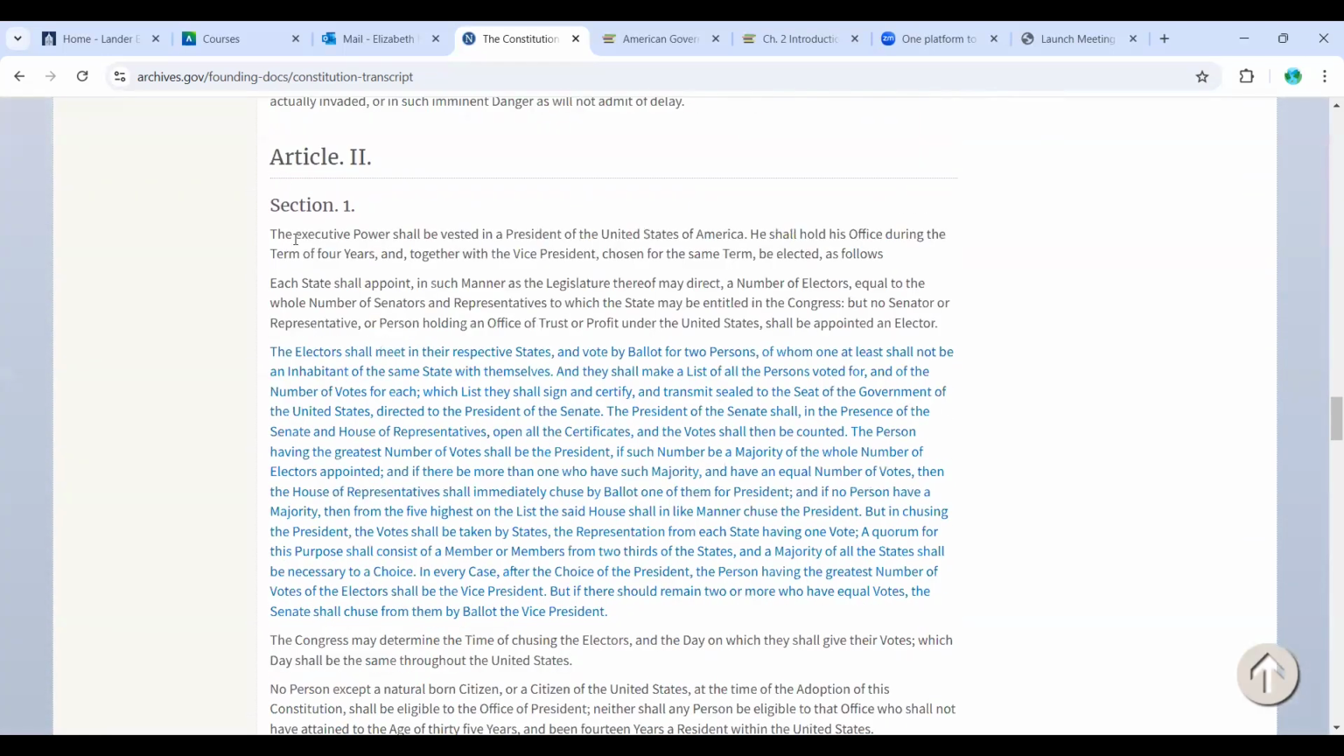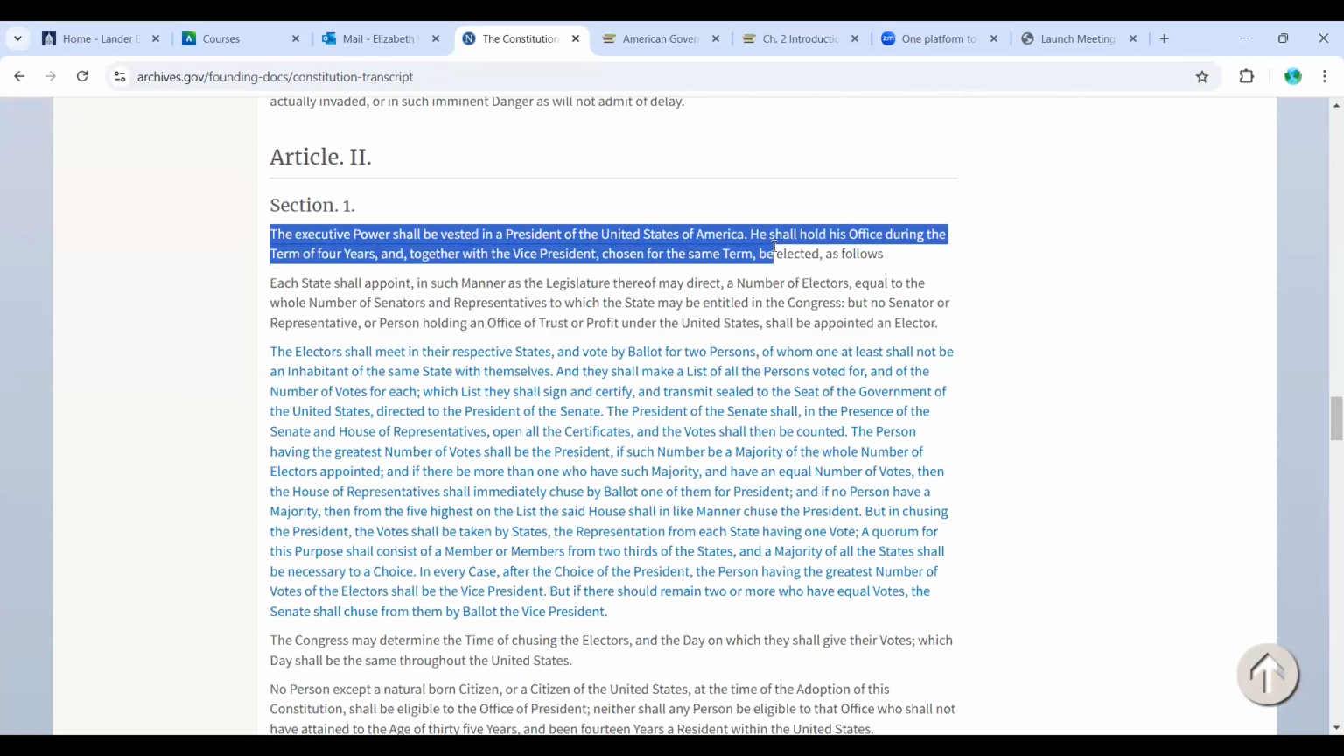Article 2 says at the very beginning that it pertains to the executive branch. The executive power shall be vested in a president of the United States of America. He shall hold his office during the term of 4 years, and together with the vice president, chosen for the same term, be elected as follows. And it goes down to explain something we call the Electoral College, which we'll study later. But I just wanted to point out here, Article 2 pertains to the executive branch of government. We have a president and a vice president.